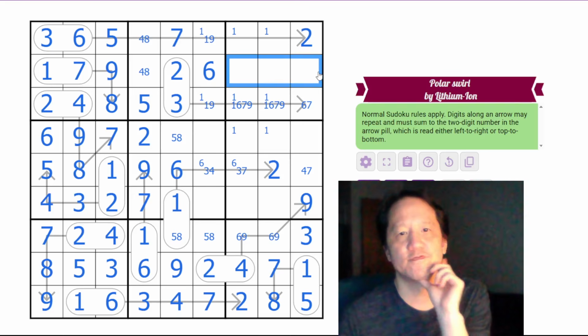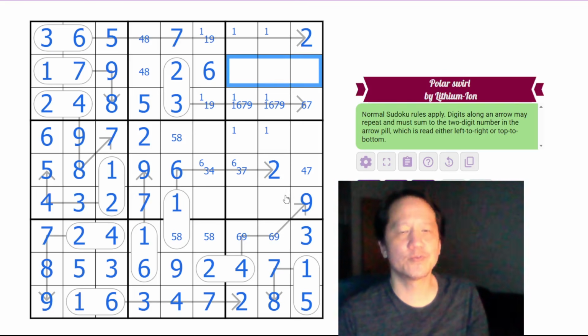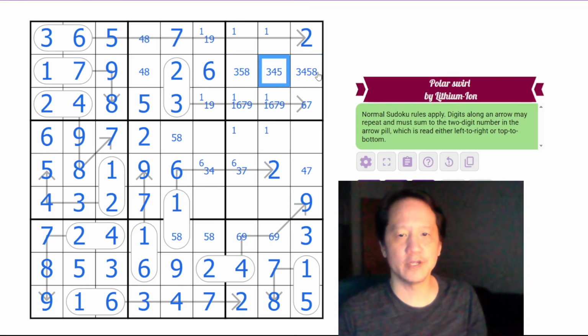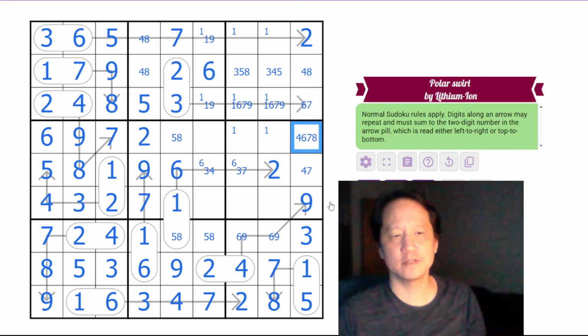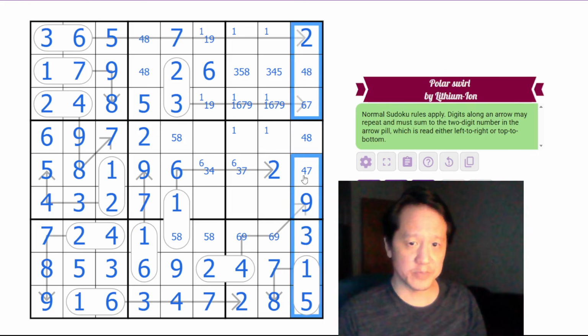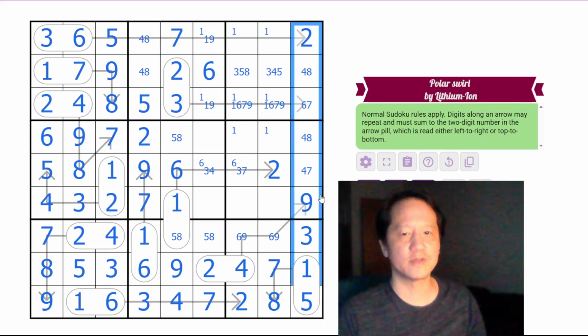Remaining digits of row 2. We have 3, 4, 5, 8. No 4 here, no 8 here, no 3 or 5 here. Remaining digits of column 9, we have 4, 6, 7, 8. There's no 6 or 7 here. We have a 4, 8 pair in column 9, which eliminates 4 and 8 in the rest of the column.